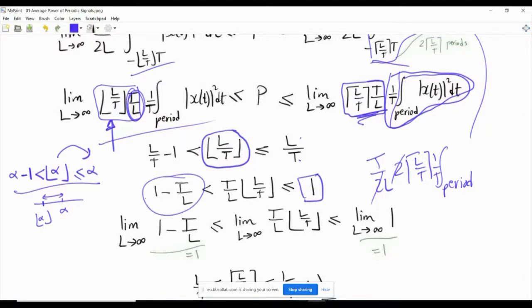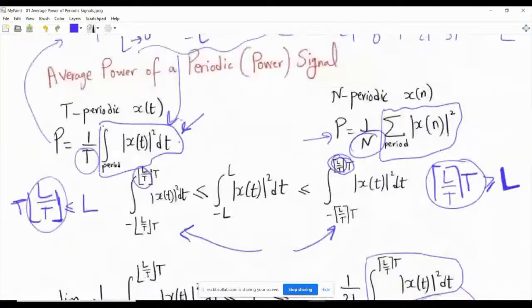And then for this guy, for a given big T, if you take the limit as L goes to infinity, T over L will go to 0, and 1 minus 0 will be 1. So the limit both on the left and right will be exactly equal to 1. And so here we get 1, here we get 1. And so the power is basically given by this expression here. Okay, so if you have a periodic signal and it's a power signal, which is typically the case, then rather than taking limits, you can just obtain the energy over a period, and then divide by the period, and the same is true for the discrete time signals.